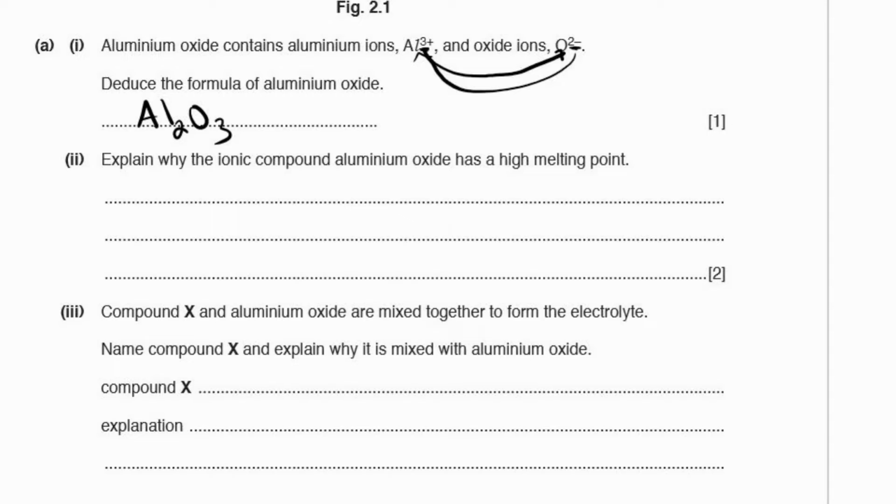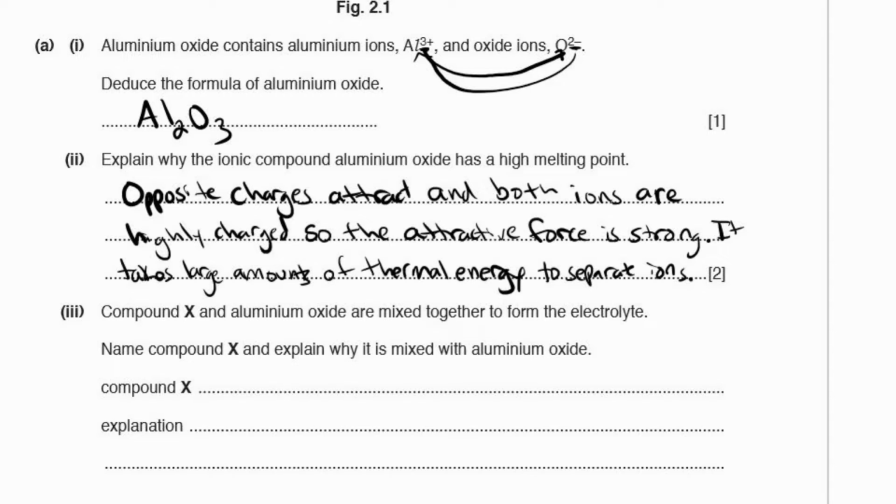2. Explain why the ionic compound aluminium oxide has a high melting point. Okay, the reason for this is because opposite charges attract, and both of the ions have very high charges. So one has a 2 minus, and the other one has a 3 plus. Those are quite highly charged, much more than, say, sodium chloride, which has just a 1 plus or minus. Okay, so the attractive force is strong. It takes large amounts of heat energy to separate the ions. Okay, so opposite charges attract and both ions are highly charged, so the attractive force is strong. It takes large amounts of thermal energy to separate the ions. Okay, that's explaining it.